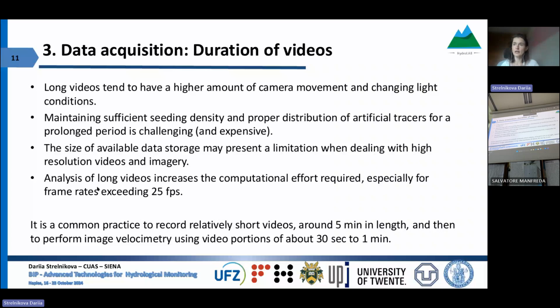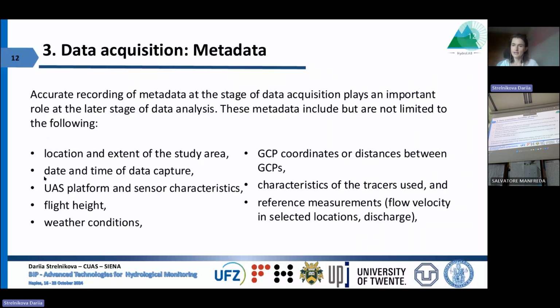And the last point that we have to consider at the stage of data acquisition is the metadata. This is probably a boring topic to discuss because when we work with drones, it's interesting to fly, it's interesting to capture the data, and we really want to get into action as fast as possible. But if we do not record the metadata in time, there is very often a high probability that later we will not remember all of this information, and we will have problems restoring it.